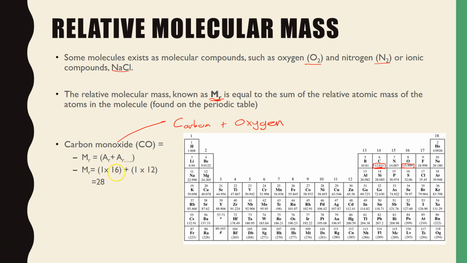So if we add the mass of oxygen, which is 16, and the mass of carbon, which is 12, we're going to be given 28. So our relative molecular mass is equal to 28.